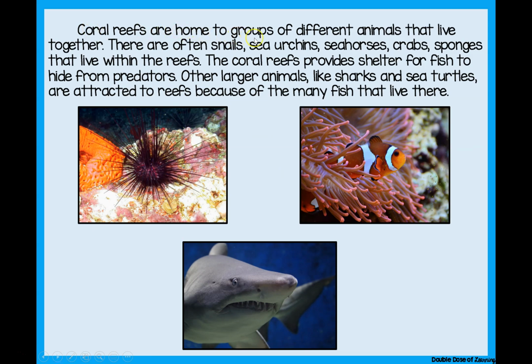Coral reefs are home to groups of different animals that live together. There are often snails, sea urchins, seahorses, crabs, sponges, and other animals that live within the reefs. The coral reefs provide shelter for fish to hide from predators. Other larger animals like sharks and sea turtles are attracted to reefs because of the many fish that live there. Fish are friends, not food. Just kidding. Sharks definitely show up to be predators.